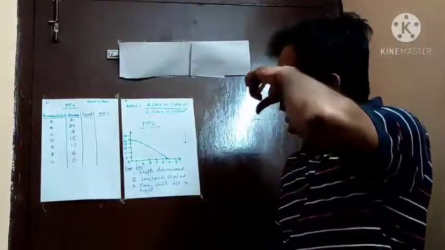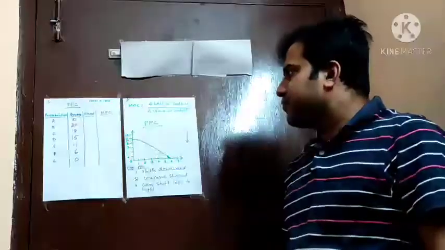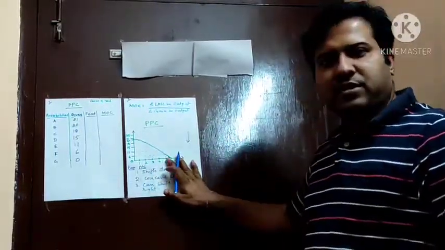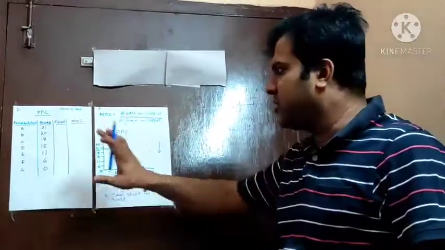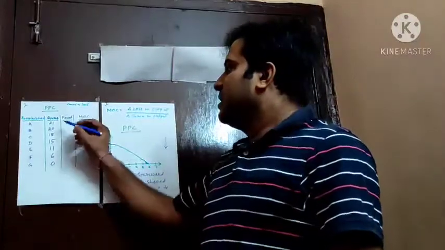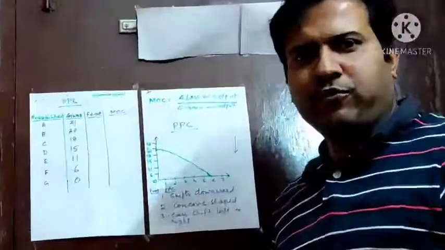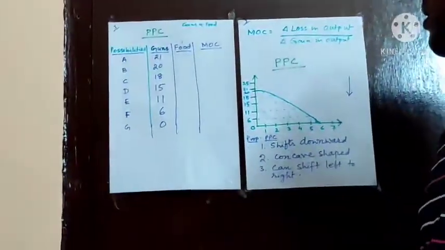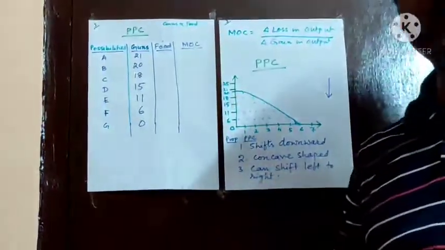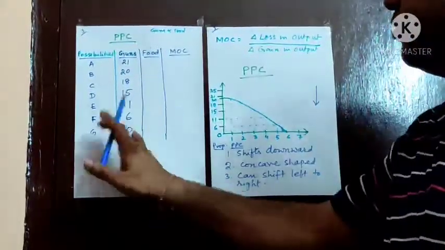In the third column we see the MOC. Now let's start. Now we will come to this page afterwards. First I will solve this table. I will prove later how I got these figures. Now you can see these are the possibilities of production A, B, C, D, E. These are the cases. Case A, case B, case C, case D, and this way up to G.